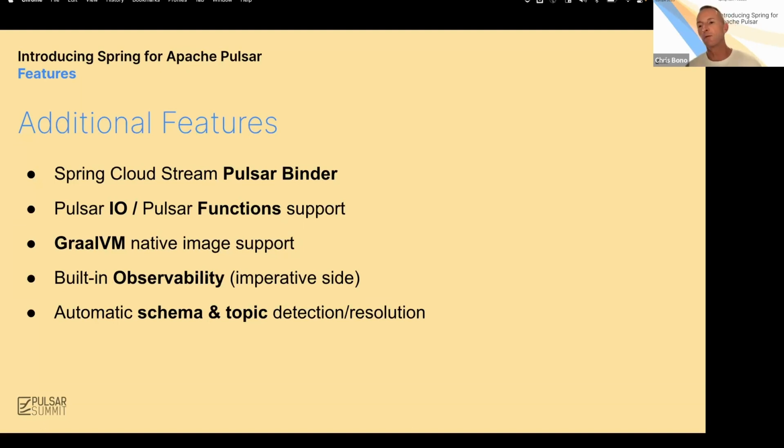We also do some smarts around schema and topic resolution, such that we can look at some of the messages coming and going and automatically set up the schema. That's basically the data types that are going across the wire.